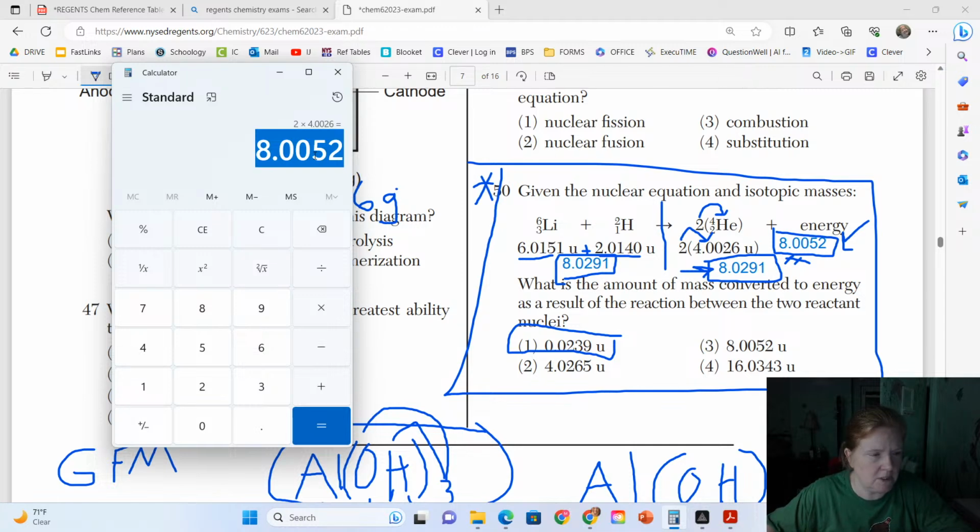And you're not slow. It's fine. This is a lot. It's a lot to try to absorb. You are okay. All right. So 8.0052, that's where that came from. Multiplying the 2 times the 4.0026.